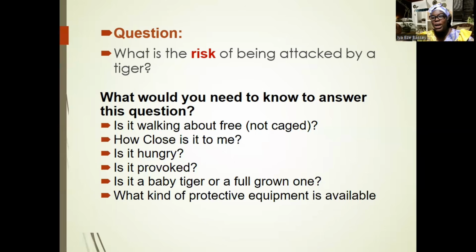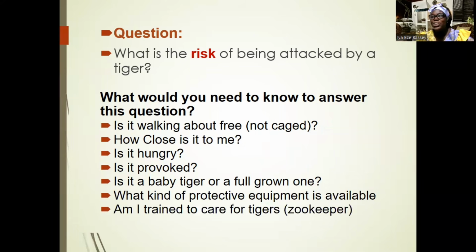You want to know what kind of protective equipment you have. Do you have a gun? Do you have a zoo wall? Do you have a cage? What do you have to protect yourself? You want to ask, do you have the skills to handle the tiger? For instance, if you're a trained zookeeper, you should be able to handle that. And you want to ask, what is the sex of the tiger? It's very, very important.